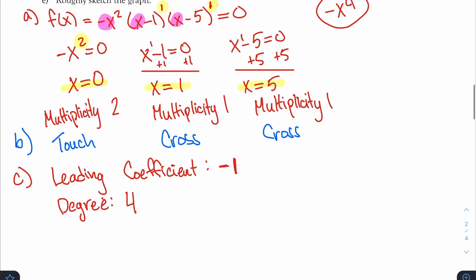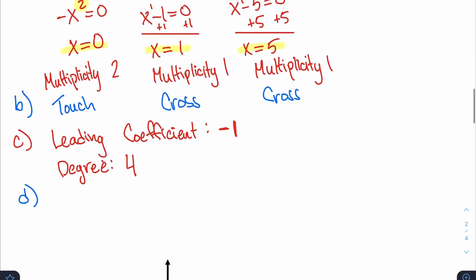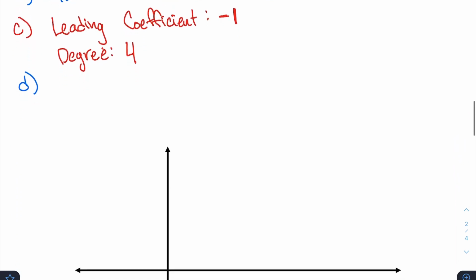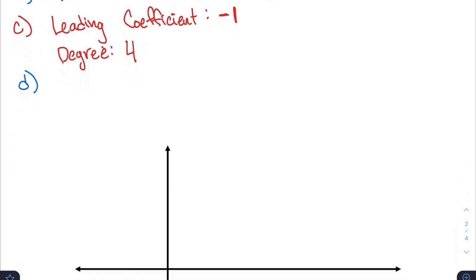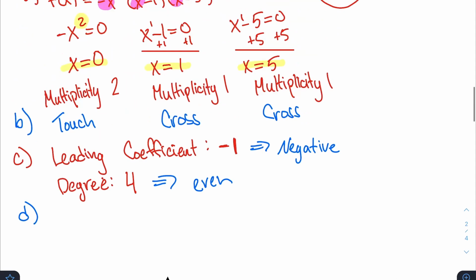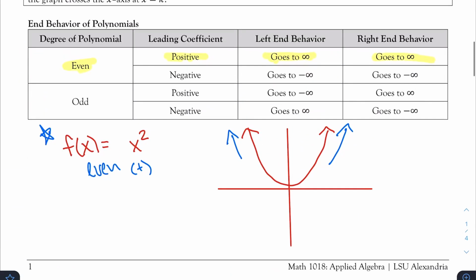Now for part D, I want to ask for the end behavior. Remember, for end behavior, I had to check, am I an even degree or odd degree? And is my leading coefficient positive or negative? Well, since my leading coefficient is negative and my degree is even, I simply have to look at my table for even degree, negative coefficient.